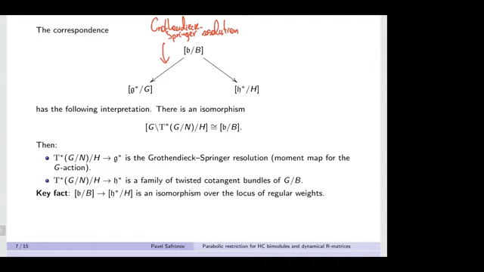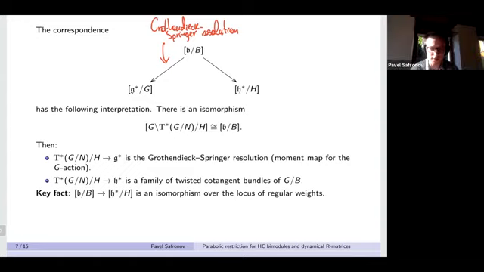Quick question, Pavel. In the second bullet point, are you supposed to mod out by G instead of modding out by H that time? I don't think so. If you take the cotangent bundle of G mod N and you look at Hamiltonian reduction by H, then you just get the cotangent bundle of the flag variety. And here I'm taking not Hamiltonian reduction, but just modding out by H without setting the moment map value to be something. So that's the universal family of twisted cotangent bundles. Okay. All right, cool, thank you.